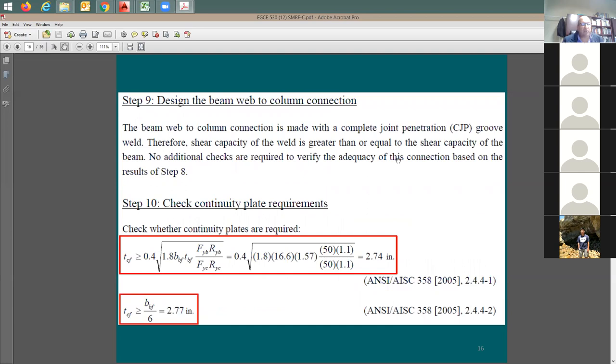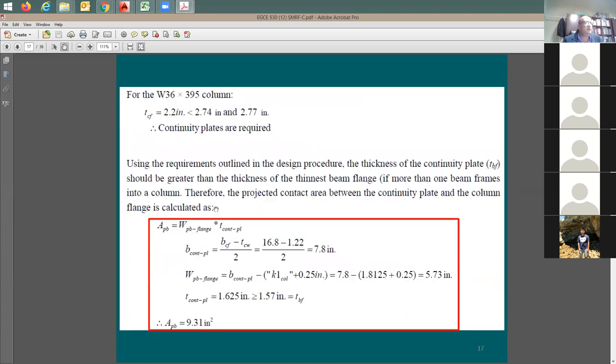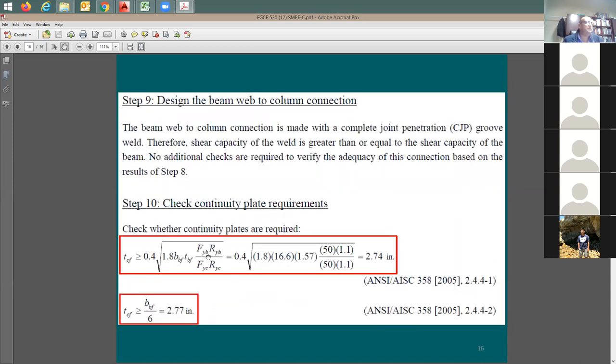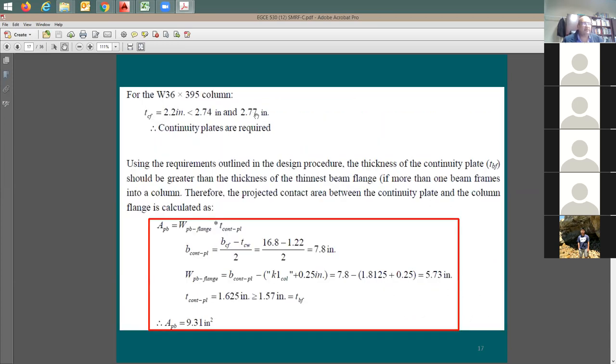How about the continuity plate? Do we need it or we don't need it? This is going to be about the flange thickness of the column. So we run this equation here for the flange thickness requirement. It says here 2.74. Also, it needs to be 2.77. How about our column, our choice here? What column thickness did we use? The column thickness that we have used is actually 2.2. So we need to have continuity plates on both sides of the column. So again, this is what is needed. It needs to be at least 2.74. Instead of changing the column size, you can leave the column size as is and just add the continuity plate.